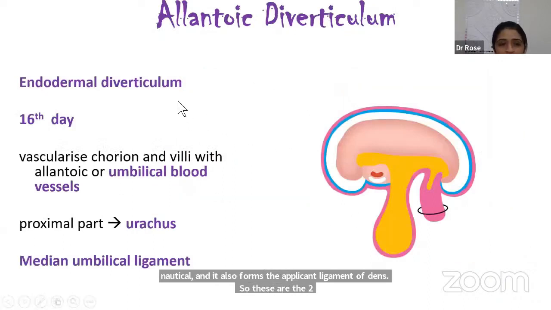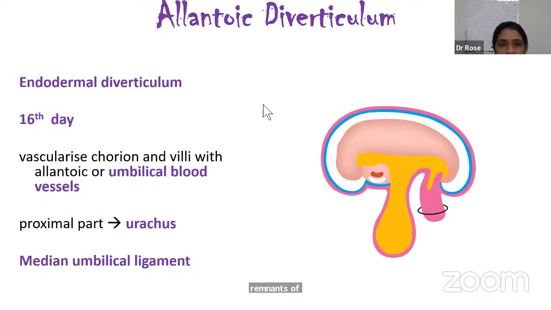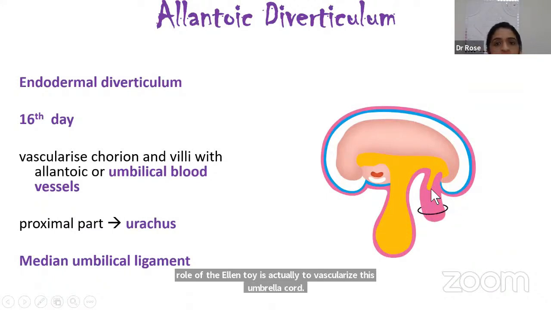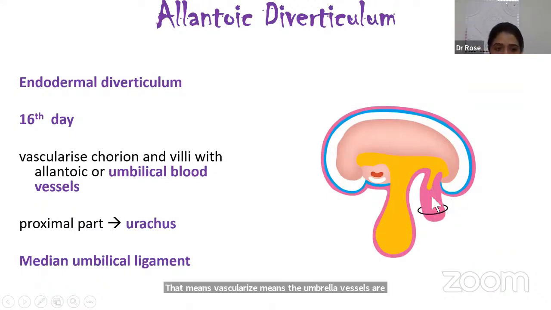Now you have to talk about the allantois. It is just an endodermal diverticulum which begins on the 16th day. And what is the role of this diverticulum? It is actually pointing into the umbilical cord, and the role of the allantois is to vascularize this umbilical cord. That means the umbilical blood vessels are formed from the vascularization of this allantois.